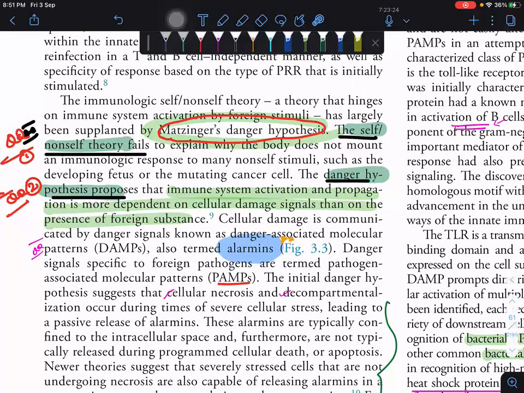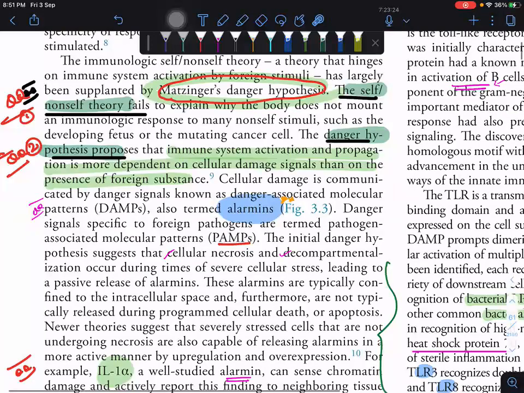What are the danger signals? First, the danger signals which cause cellular damage are known as danger-associated molecular patterns, DAMPs.